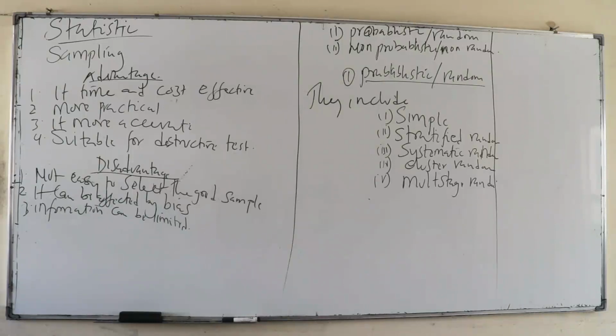The sample is then drawn from the strata using the following steps. Roman 1, identify the different groups in the population.